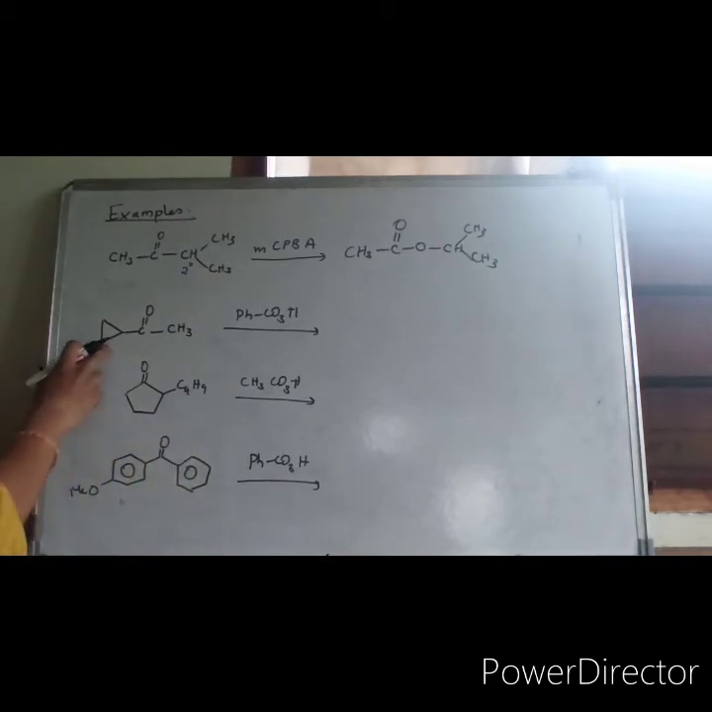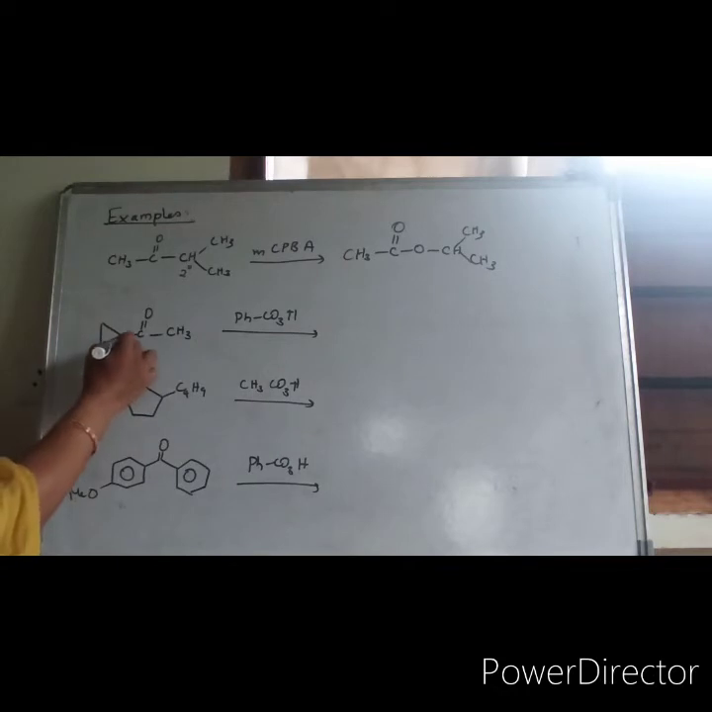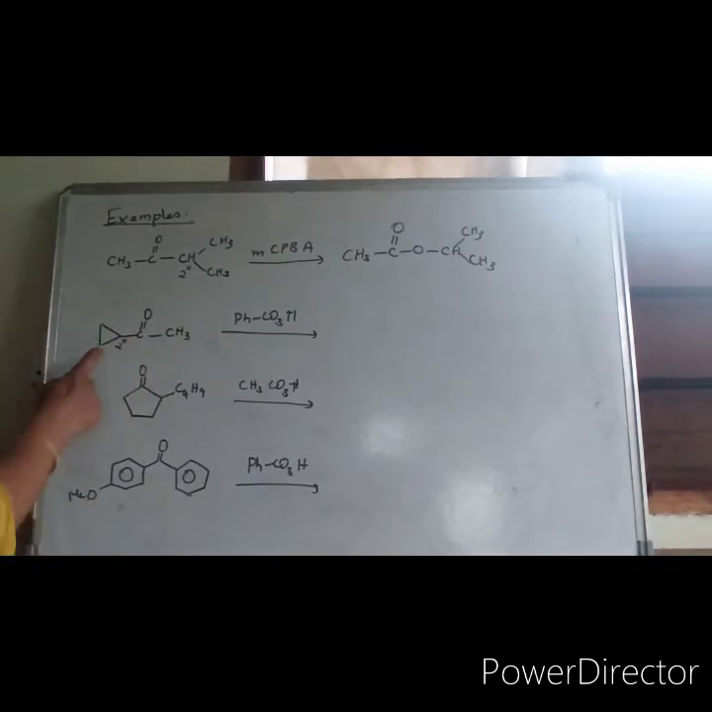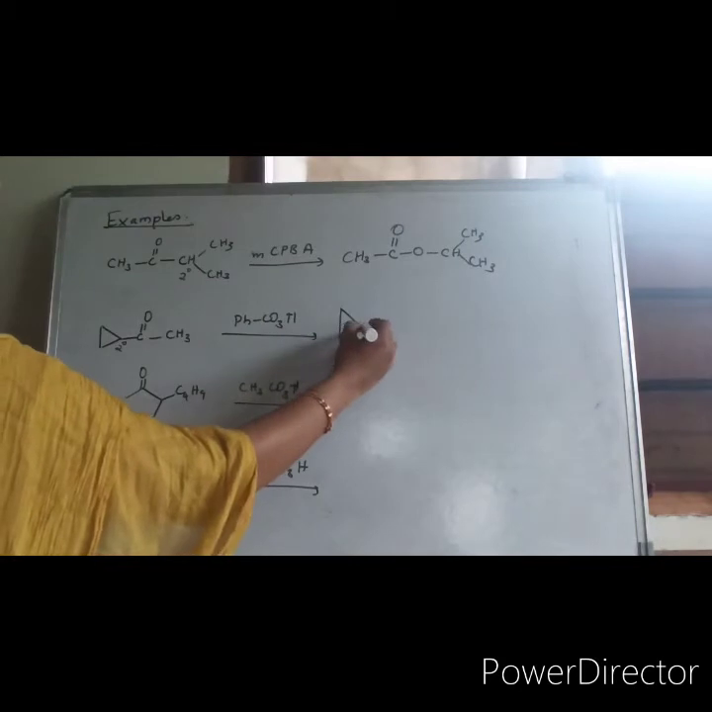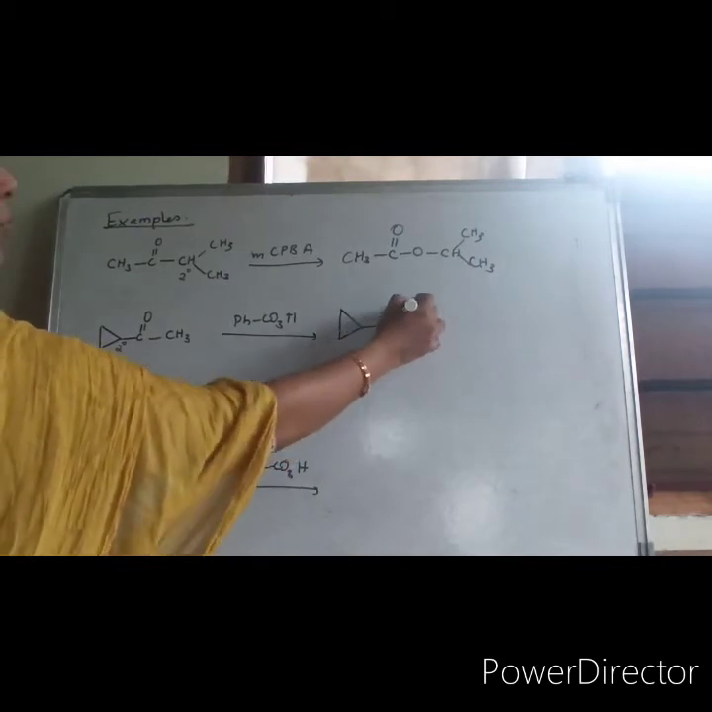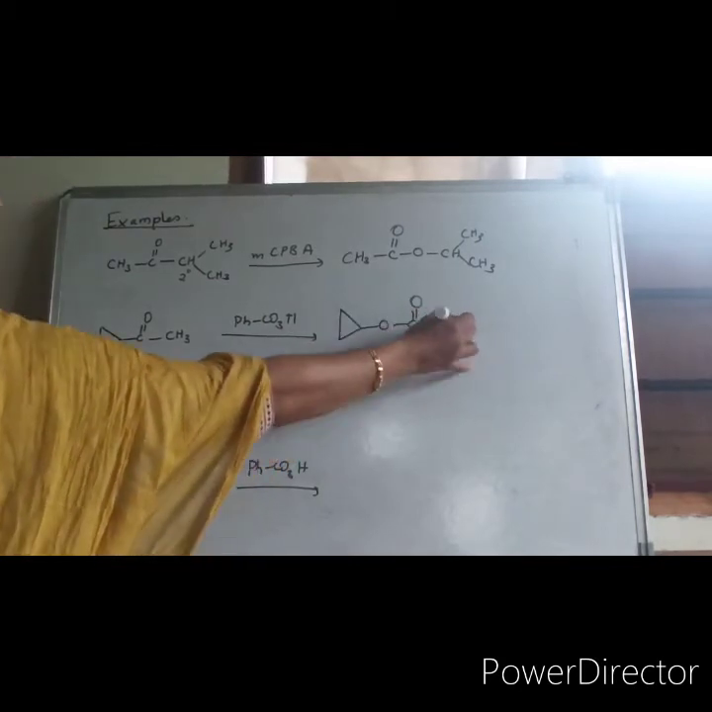Now you can see here a methyl group and a cyclopropyl ring. You have to see the migratory aptitude. Methyl has the least, and this is the secondary one, the isopropyl group. So that means the isopropyl group will be migrating. So oxygen will be inserted between these two. So that product would be OC double bond O CH3.